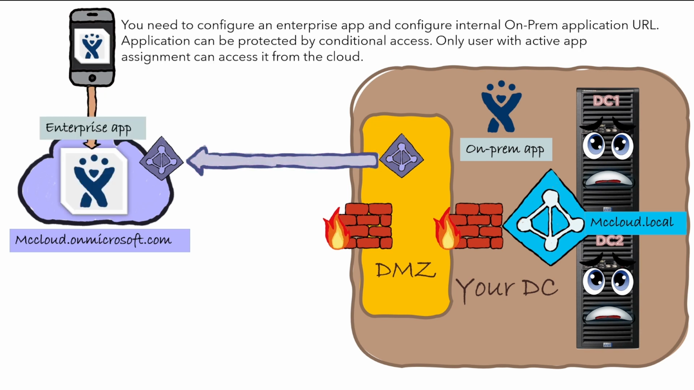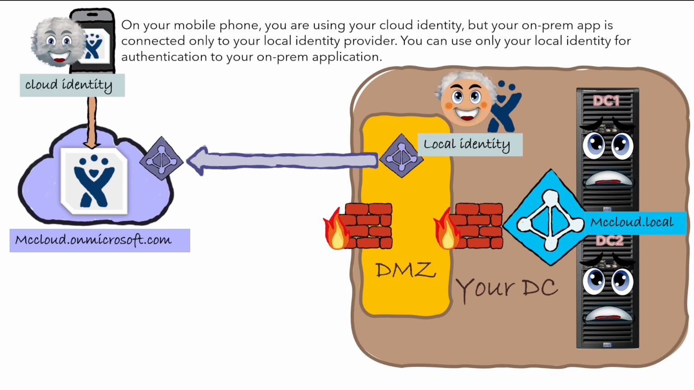You need to configure an enterprise app and configure the internal on-prem application URL. The application can be protected by conditional access. Only users with an active app assignment can access it from the cloud. On your mobile phone, you are using your cloud identity, but your on-prem app is connected only to your local identity provider. You can use only your local identity for authentication to your on-prem application.